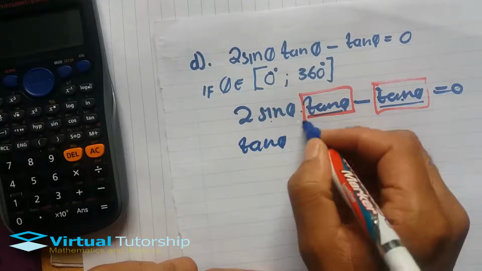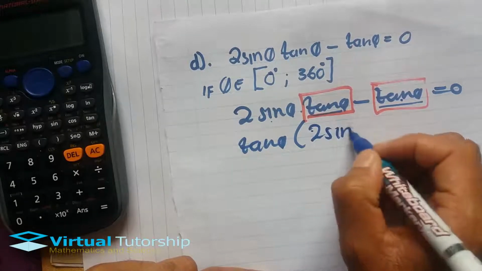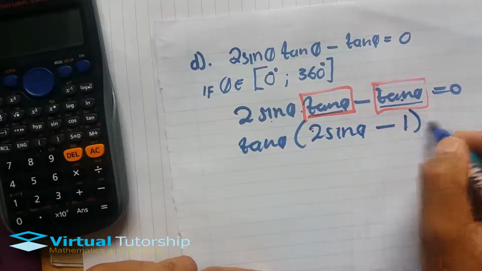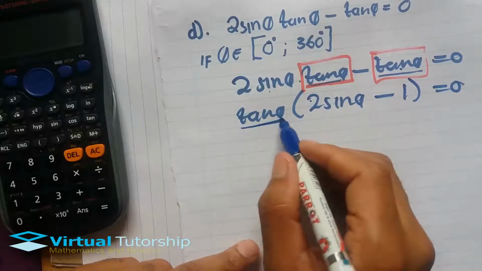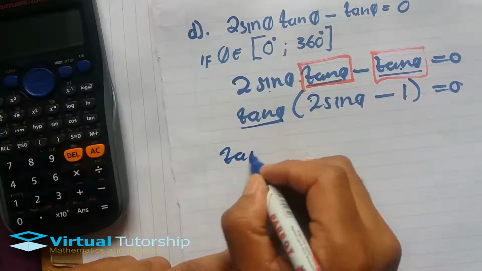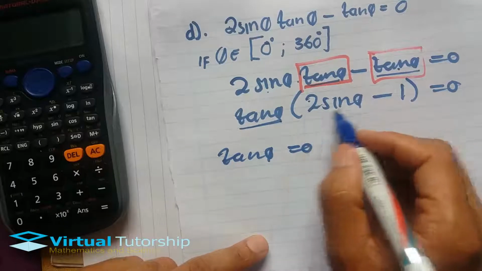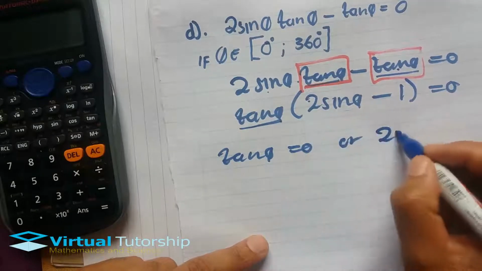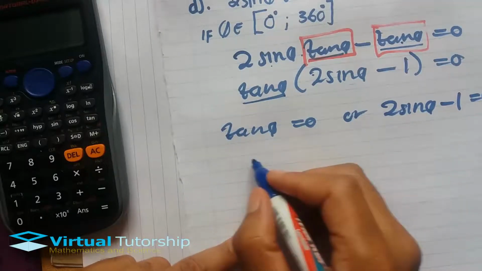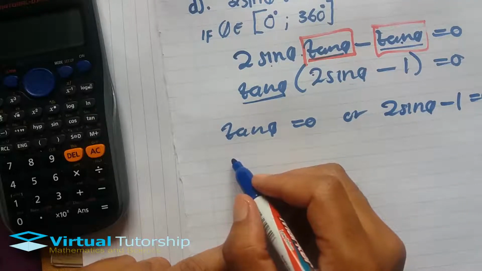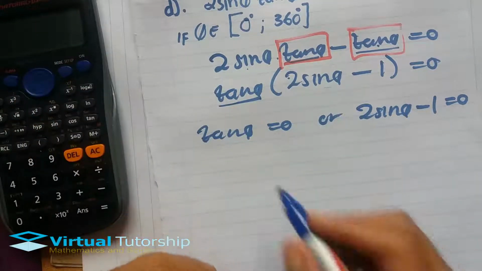Tan theta, open bracket, nangikhipha le common factor kusala 2 sin theta minus 1 equal to 0. So lena equator to 0, ne? So let's solve for theta, asithola ama general solutions for this one.